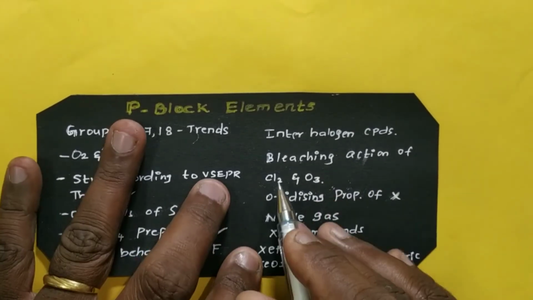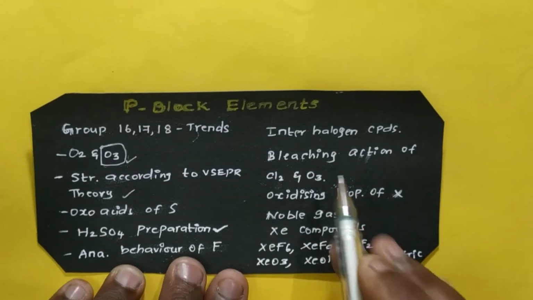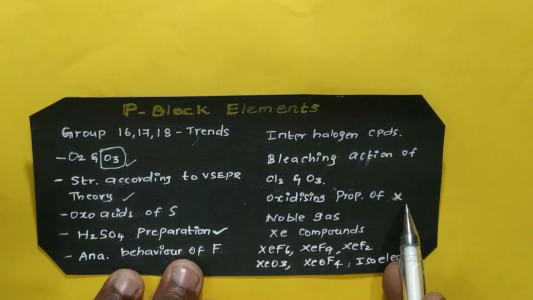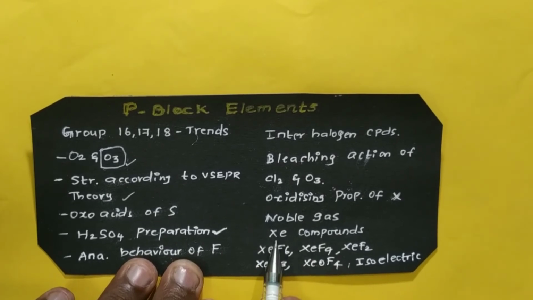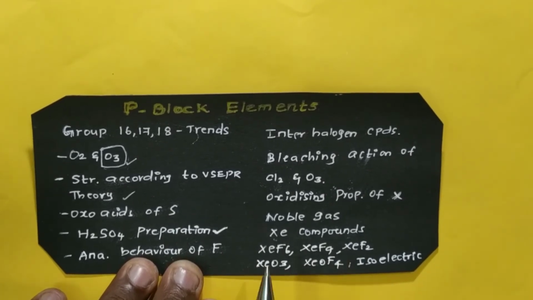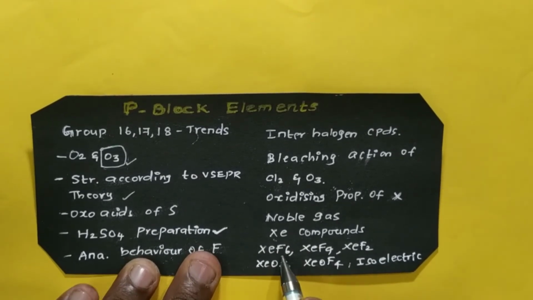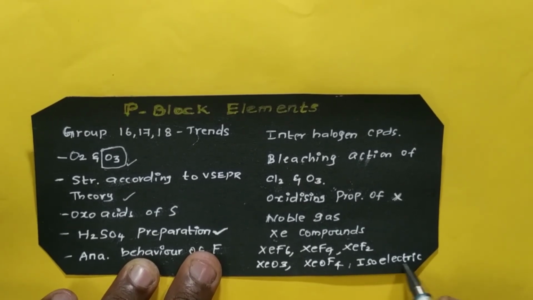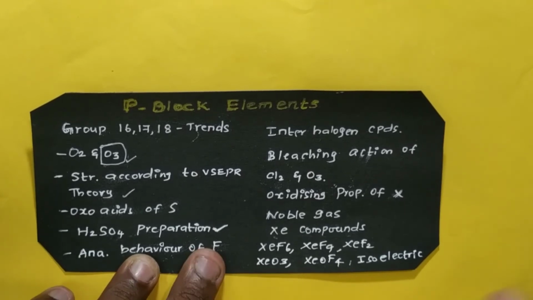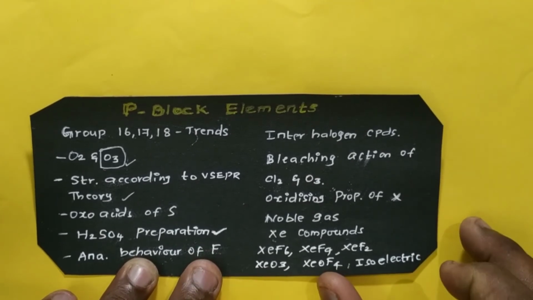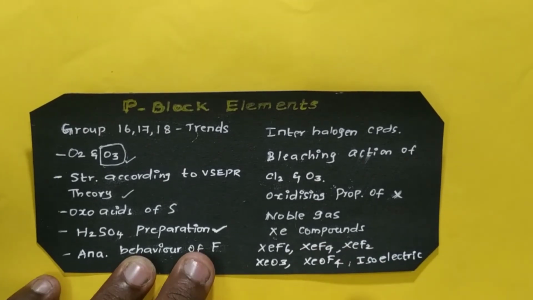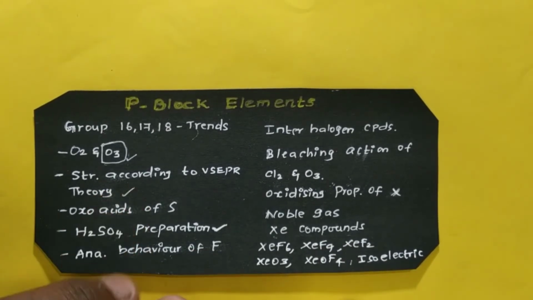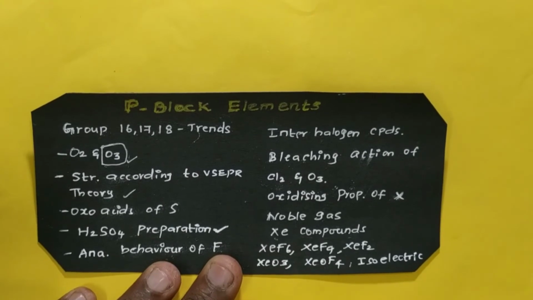And then interhalogen compounds, and then bleaching action of chlorine and ozone, then oxidizing property of halogens, and the noble gases. In the noble gases you may expect questions from xenon compounds. The formation of XeF6, XeF4, XeF2, then XeO3, then XeOF4, then isoelectronic with which type of compounds. They will be giving some compounds to you, and they will ask how it is isoelectronic with xenon compounds. That kind of questions you may expect from P block elements.